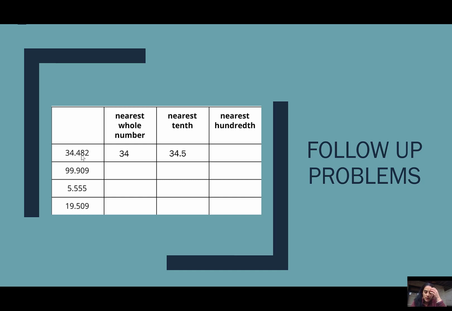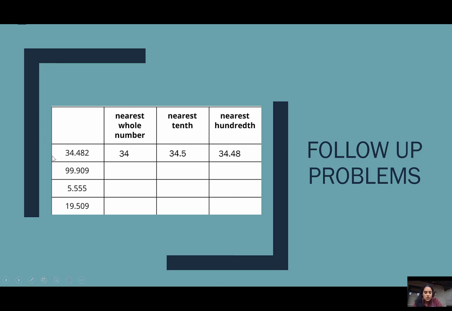Now, if I want to round to the nearest hundredths, I'm going to look in the hundredths place and see there's an 8. I'm going to look next door to the thousandths place and see there is a 2. 2 thousandths is less than 5 thousandths, so that 8 is not going to move anywhere, and this number rounded to the nearest hundredth is going to be 34 and 48 hundredths.